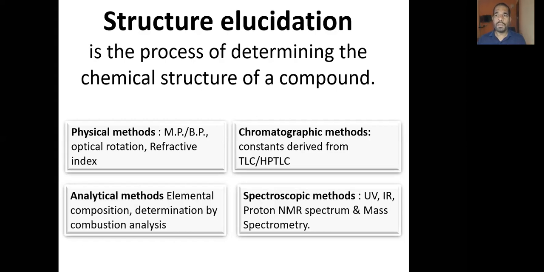Then the last part is the spectroscopic methods, like UV, IR, proton NMR, and mass spectroscopy. With the help of electromagnetic radiation at certain wavelengths, we will be able to determine the structure of a particular compound, and these methods are generally considered electromagnetic spectroscopic methods. Those methods are very important in terms of structure determination of herbal drugs, and we are going to discuss that in this syllabus.